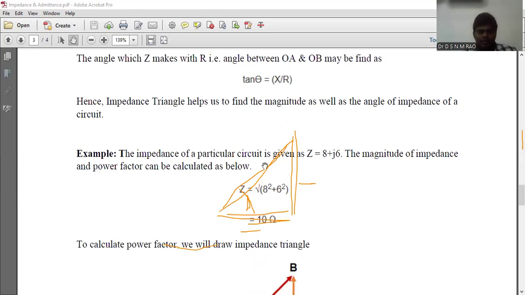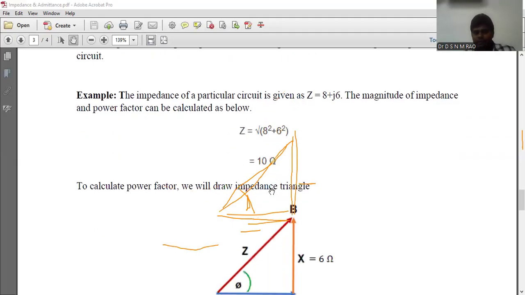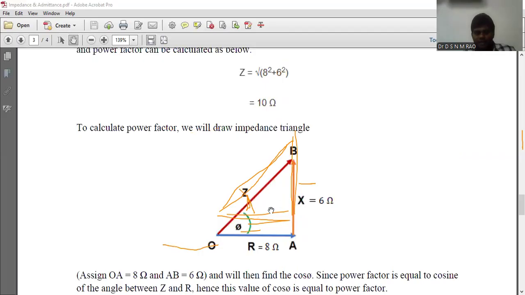Let us see an example. The impedance of a particular circuit is given as Z equals 8 plus j6. The magnitude of the impedance and power factor can be calculated as follows. From the impedance triangle, R equals 8, the resistance, is the real term, and j6 ohms is the imaginary term, the reactance. The square root of 8 square plus 6 square gives 10 ohms magnitude, and the phase angle will be calculated. Phi equals tan inverse of imaginary term by real term, tan inverse 6 by 8.